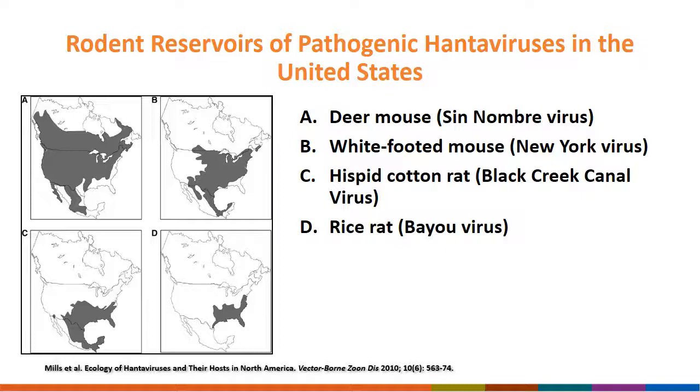The rodent reservoir for New York virus is the white-footed mouse. The geographic distribution of this rodent is shown in panel B and extends eastward from the Plain States and south into Mexico. The rodent reservoir for Black Creek Canal virus is the hispid cotton rat. The geographic distribution for this rodent is shown in panel C and covers the southeastern United States and Mexico. The rodent reservoir for Bayou virus is the rice rat. The geographic distribution for this rodent is shown in panel D and covers the southeastern United States from Texas to Florida and up the eastern coast of the United States as far as Virginia.